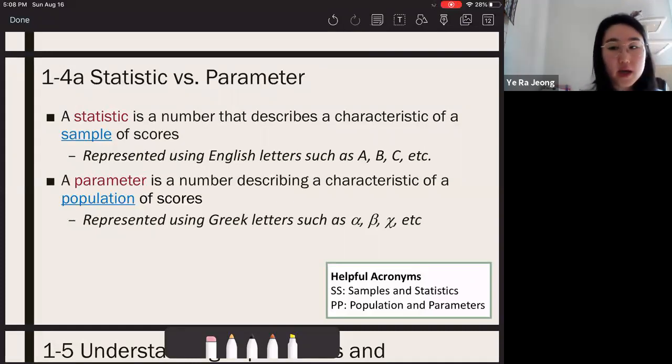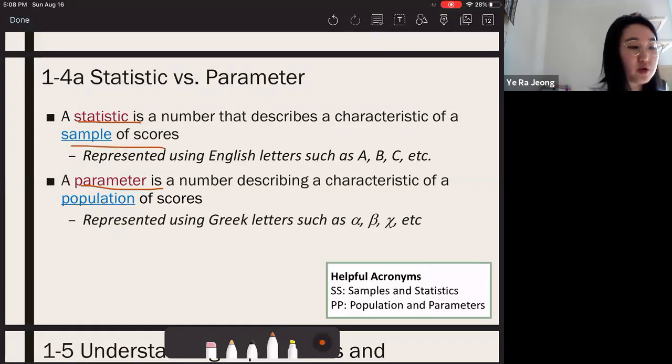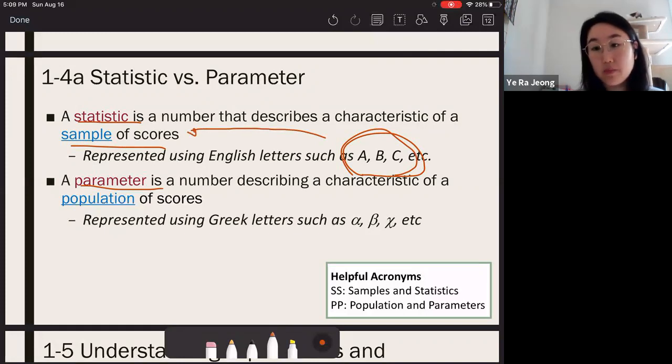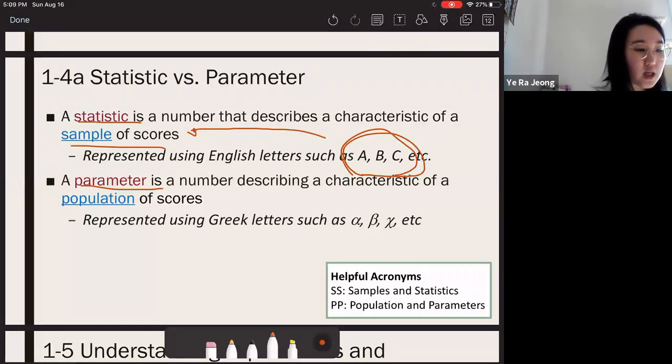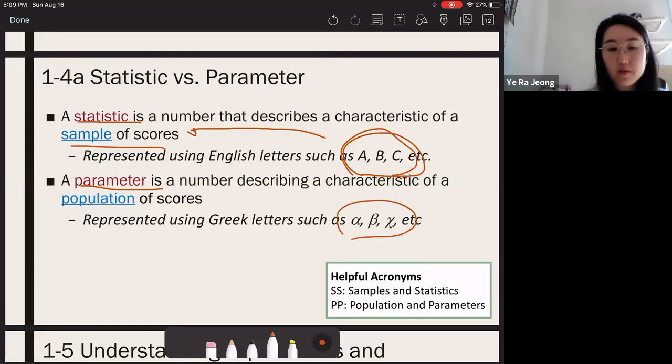And there are 2 different languages that we use to communicate the scores of the variables. Statistic is referred to the number that describes sample scores. So whenever you see English letters used, that means those letters are referring to the scores that are representative of the samples. But when you see Greek letters used instead of English alphabets, that's when the scores are representing the population. Okay, so these are the helpful acronyms that you can use.